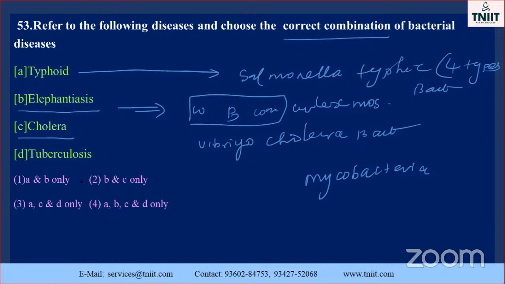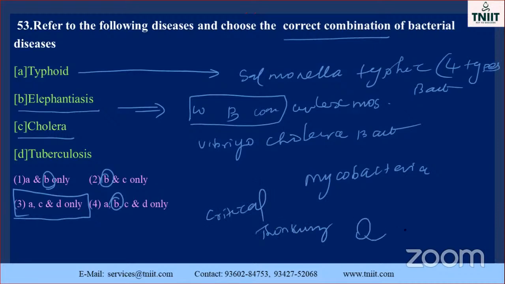So option C is wrong. Where is option B? A, B is present here, B is also present here, B is also present here. Which one is the wrong answer? Correct option, so this is the correct option. A, C, D is the correct option. Okay, my dear, so this is critical thinking. Okay, critical thinking question. You must know all the options and which one is the causative organism, then only you can identify the option.